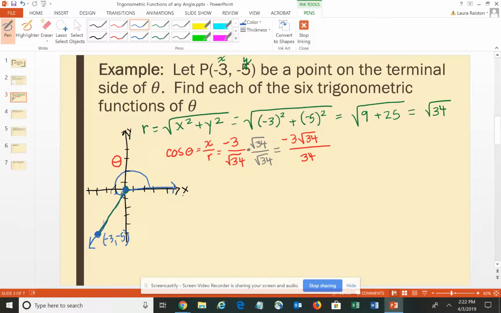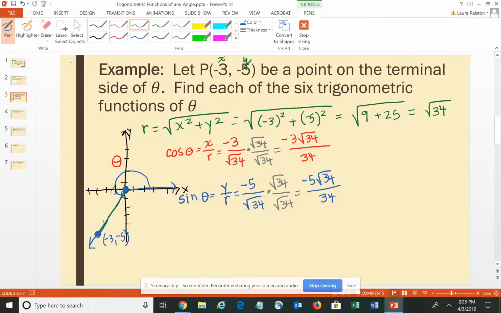Sine of theta, which is y divided by r. Okay, so I would have -5 over square root 34. Again, I cannot have the radical in the denominator, so I multiply the numerator and the denominator by the square root of 34, which ultimately gives me -5 square root 34 divided by 34.